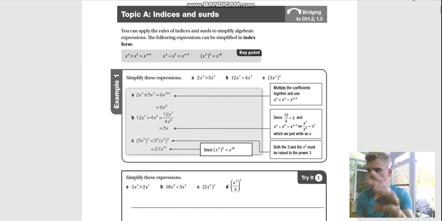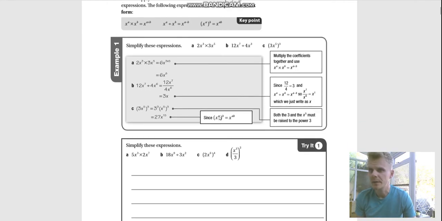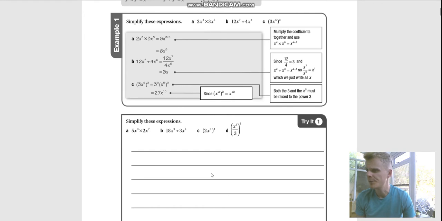Again, the answers are already on this page here. I'm just going to walk through the example or the try it questions as they're noted here, and then hopefully that's enough, and you can just go through the answers. Any questions you've got, just email them on into myself or Mr. Parry.